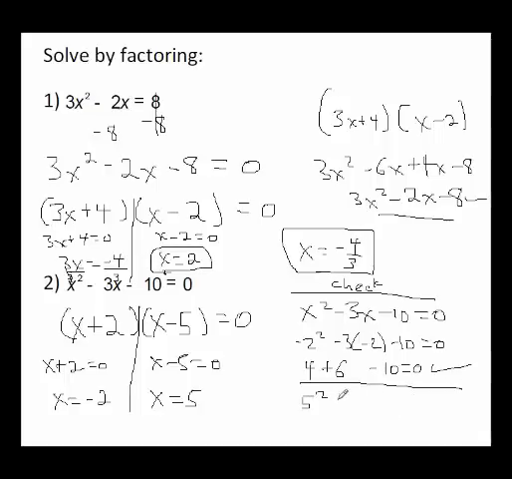And now we can try it with 5. 5 squared minus 3 times 5 minus 10 equals 0. 5 squared is 25. Minus 15 minus 10 equals 0, which of course is true.